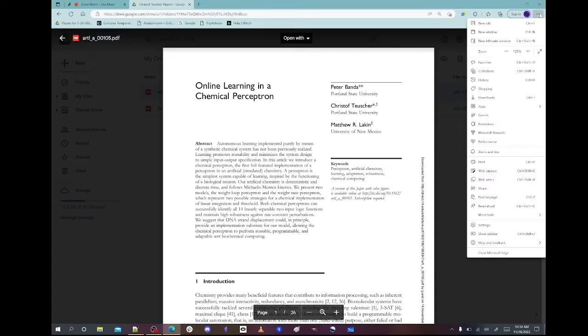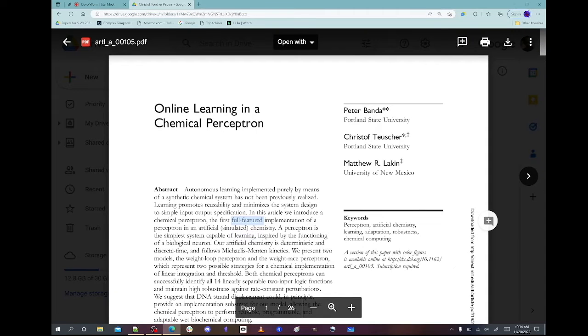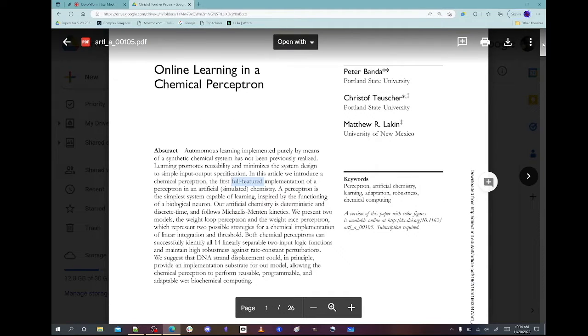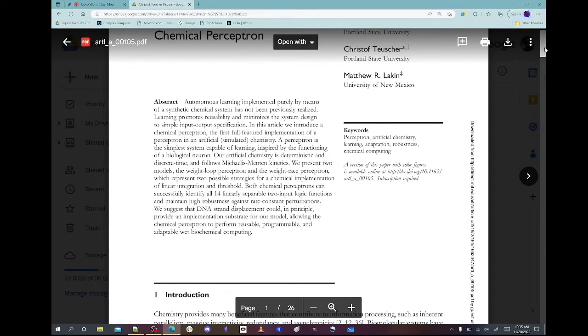So the first paper is online learning in a chemical perceptron. And of course, perceptrons are very early neural networks. They're systems where you have a lot of inputs that are summed into a single unit or neuron, and then there's an output. So you're taking in a lot of different inputs and producing classifications from that. Perceptrons go back to the 1960s, and they've been used as toy models a lot for different things. In this case, we're looking at a chemical perceptron, and so we're looking at biological learning, such as it is. Christoph Tüchler is the second author on this paper. He's at Portland State University.